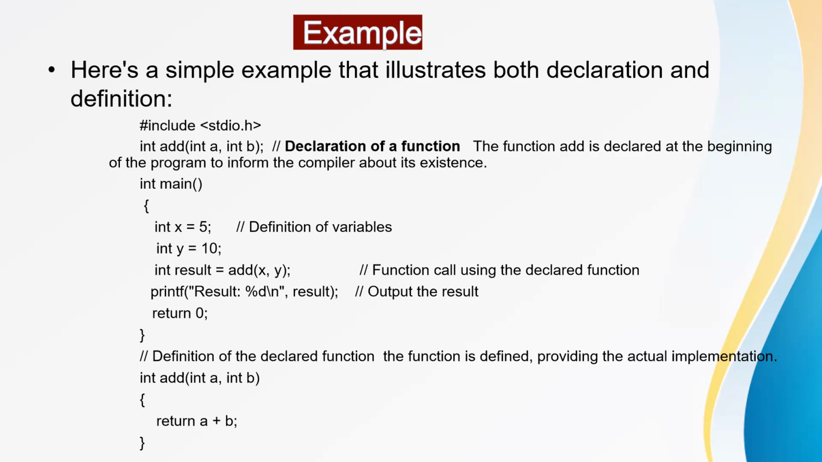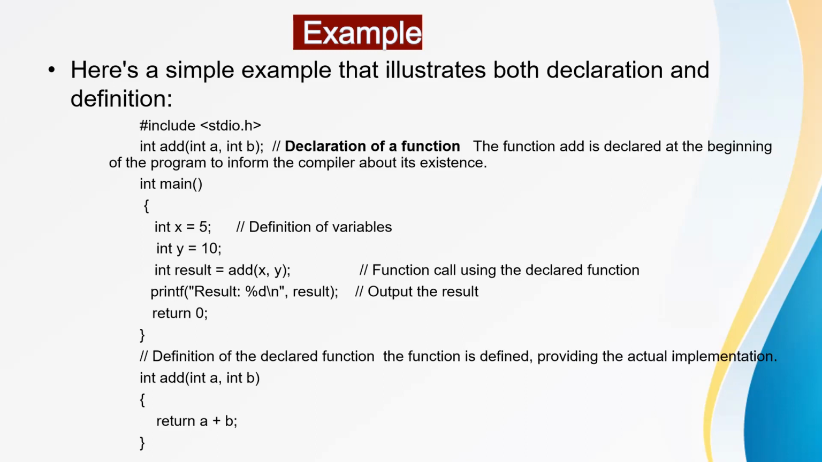The int add is the declaration. It just informs the compiler that the return type is integer, two arguments are available, and add is the function name. Next, int x = 5 has declaration, definition, and initialization all in a single statement. It is located in some other memory area.